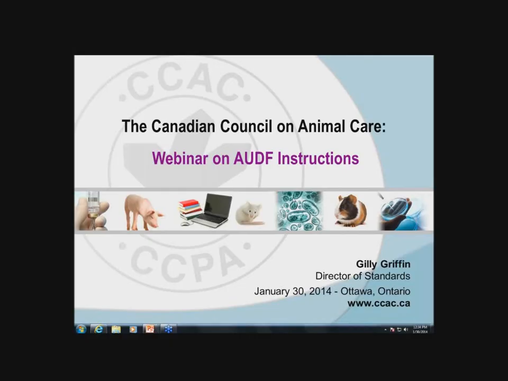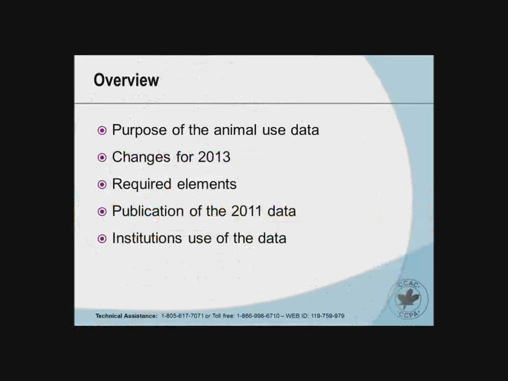Good day everybody, and welcome to the CCAC webinar, which has been designed to provide information on completing the animal use data form. Today I want to spend some time going over the purpose of the animal use data and the recent changes that have been made. In doing so, I'm going to spend most of my time talking about the required elements, all of which are detailed in the online instructions document. And I want to finish by talking briefly about the publication of the 2011 animal use data and about how you could use this data at your institution.